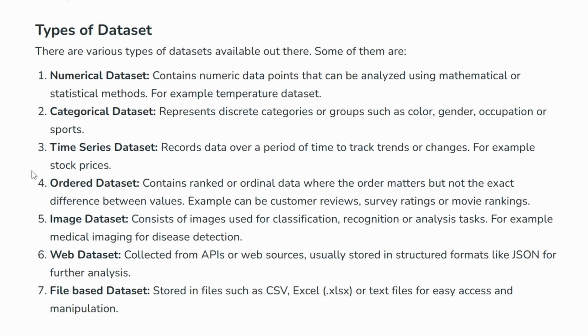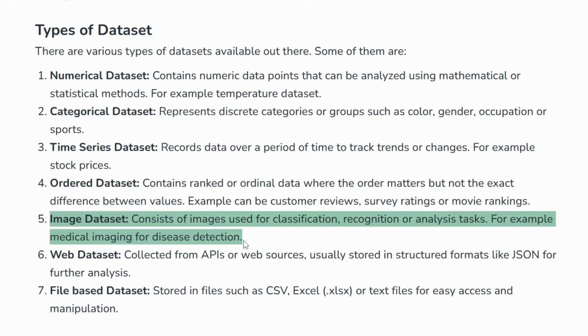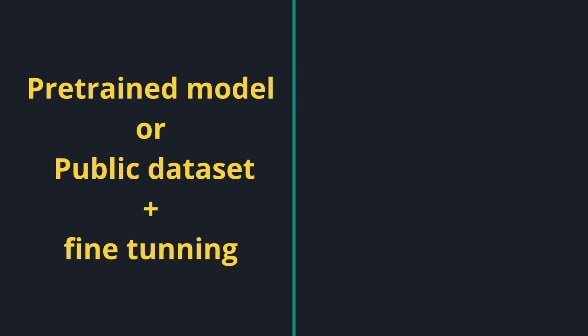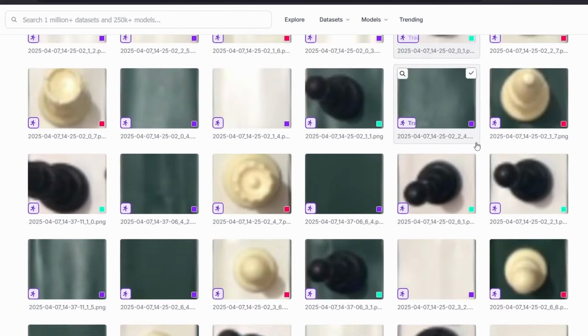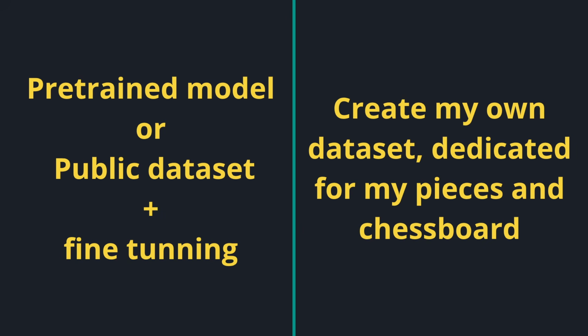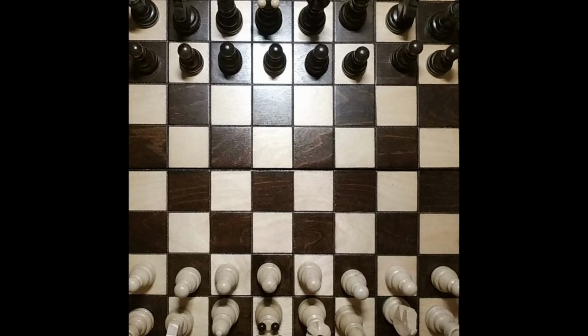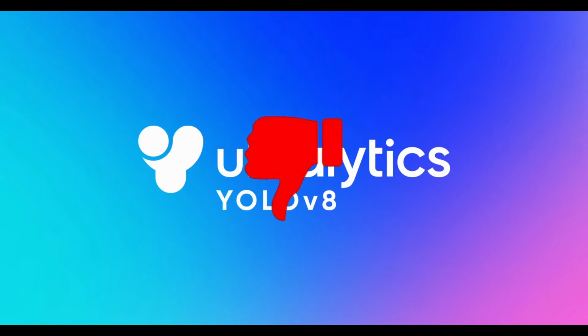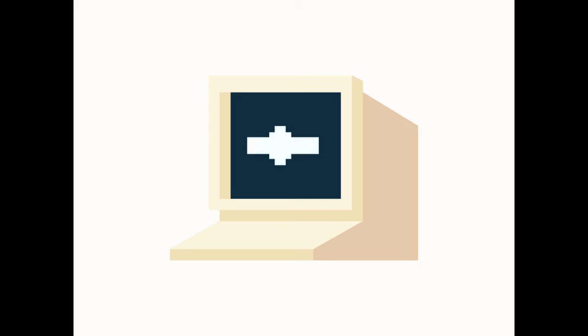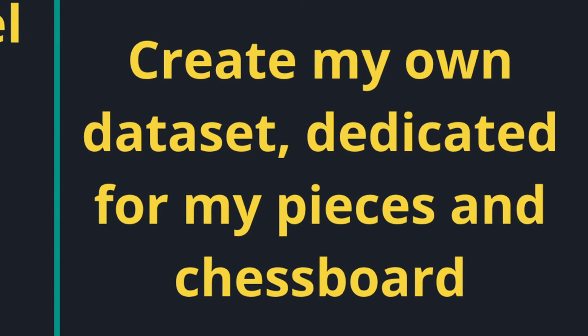The dataset is the foundation of any machine learning model. In my project, I identified 2 possible paths. Either download a pre-trained model from the web and fine-tune it using photos captured on my board, or build a completely new dataset tailored specifically to my chessboard and pieces. And given prior issues with pre-trained models for detecting chessboard contours, I went with the second option.